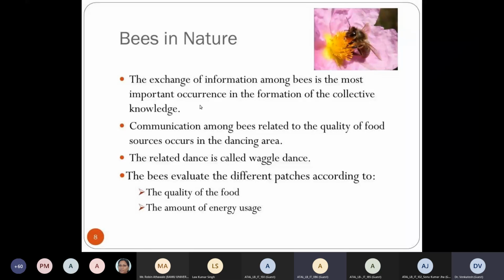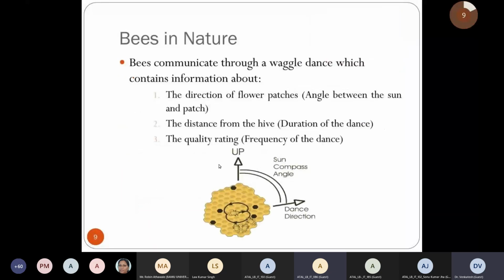So they will exchange this information in the hive only. I think I will move to the next slide, where you will see this information. So during the waggle dance, what happens? They will share the information with the bees already there in the hive. So they will have only these three things. These employed bees can't remember anything. They can remember only these three things.